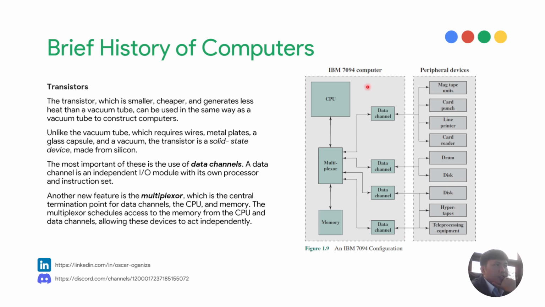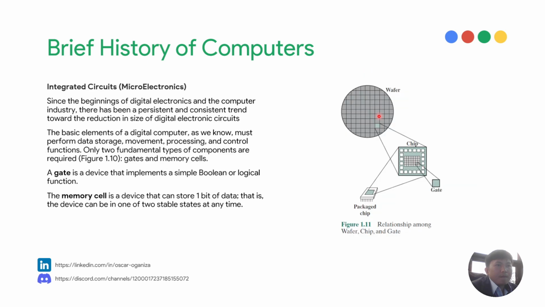So in transistors, we have added data channels na nare-receive naman ni multiplexer, and then binabato ni multiplexer sa CPU and sa memory for them to process the instructions coming from the input and output devices. Okay, so that's transistors. That's the second generation of computer using transistors. Added na yung data channels niya, added na rin yung multiplexer niya sa kanyang central processing unit.